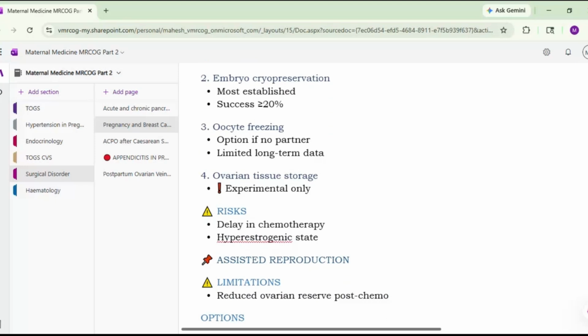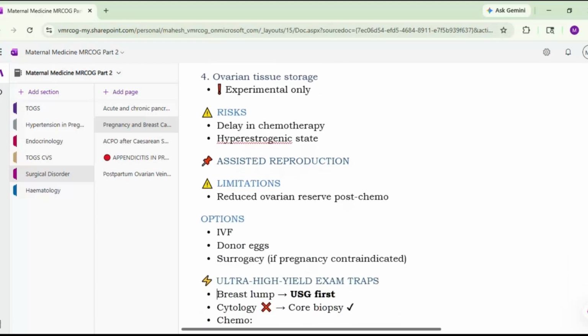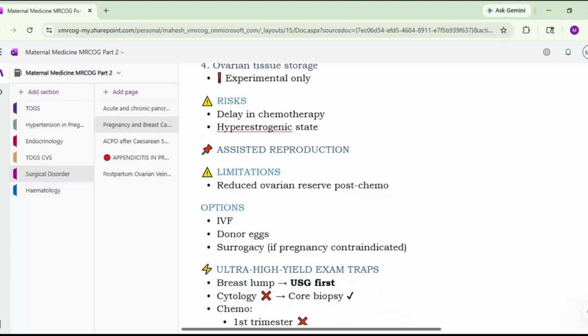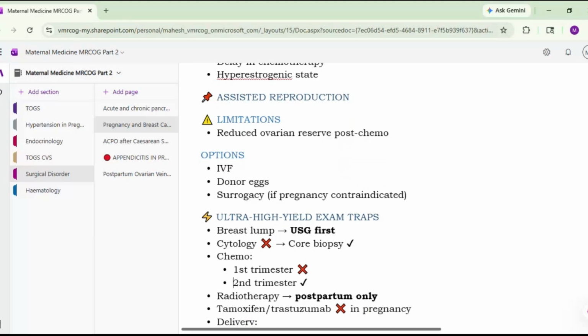So when you go for, say, embryo cryopreservation, the patient will have to undergo stimulation. During that stimulation, you will not be able to give the chemotherapy. So there will be a delay in starting the chemotherapy, and the patient will be exposed to a hyperestrogenic state. So these are the risks. The other option is assisted reproduction. The limitation is reduced ovarian reserve post chemotherapy. The options available are IVF, donor eggs, and surrogacy.